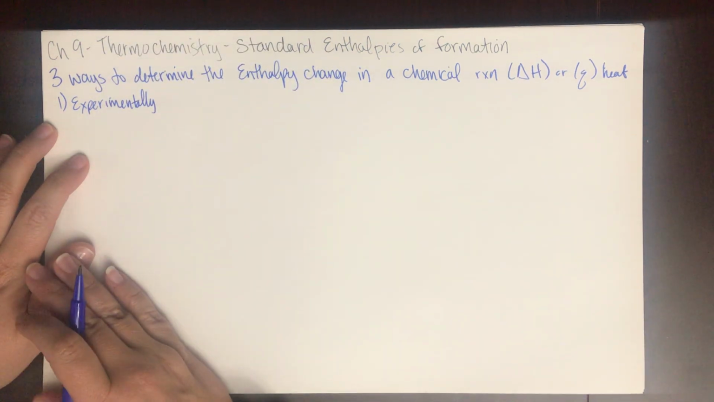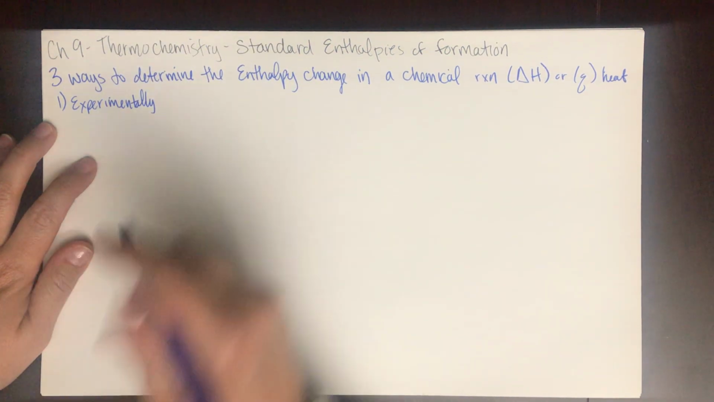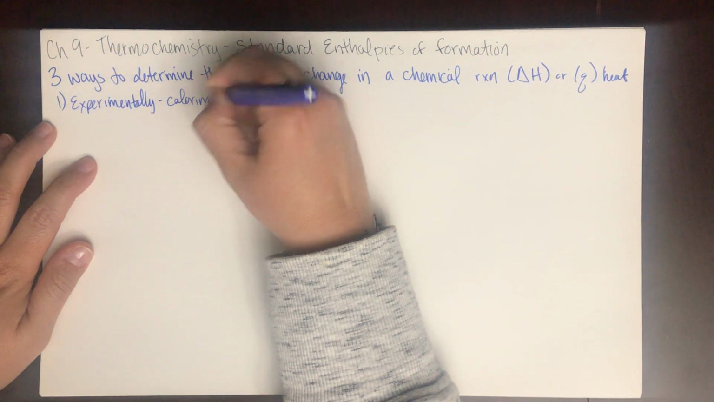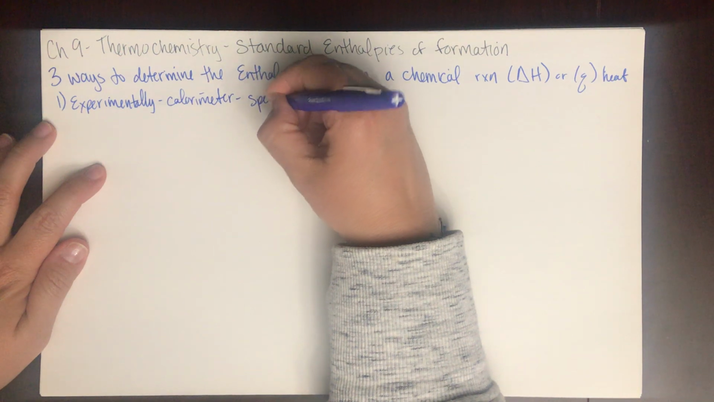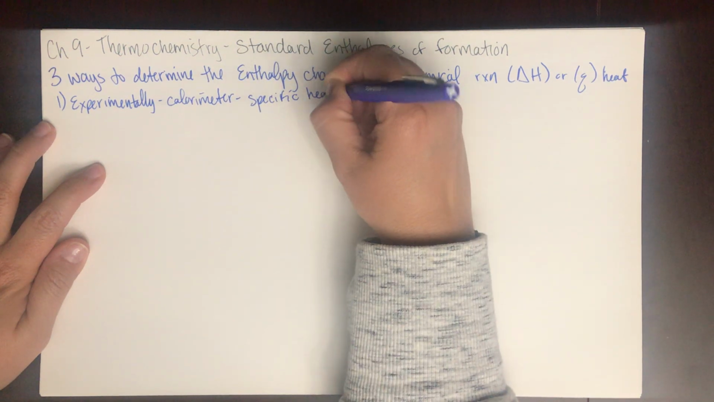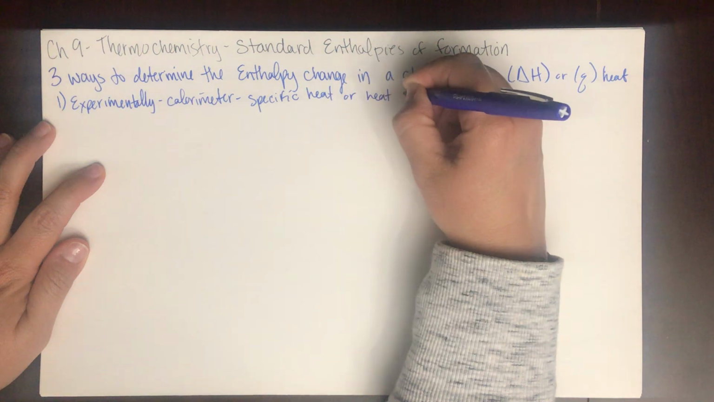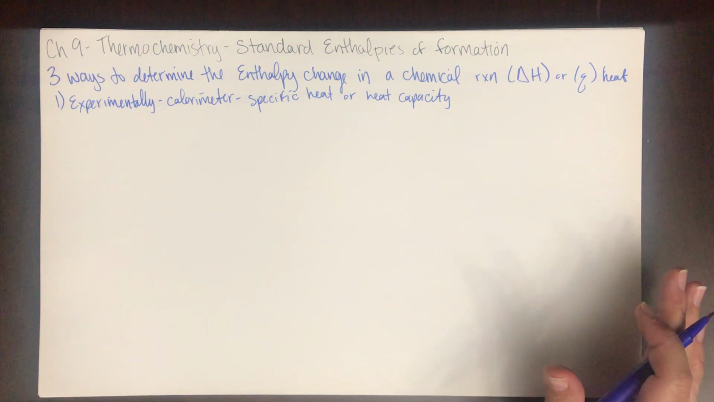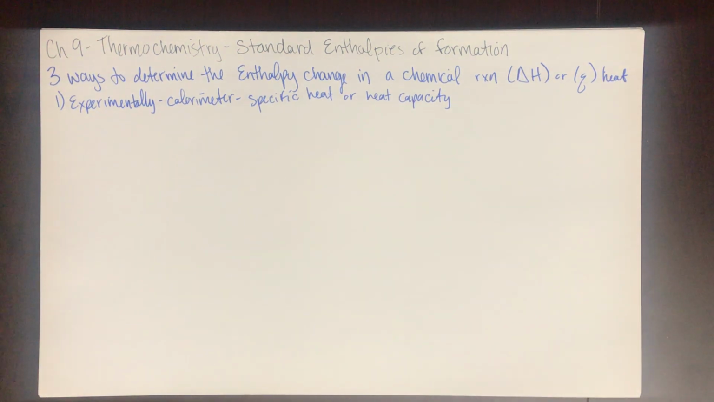like in the lab. And you guys will do a lab on this in a few weeks where you are using a calorimeter, and you'd be using something like the specific heat or the heat capacity, or maybe even both in a chemical reaction to see how much heat was evolved or absorbed when this experiment happened. So that's one way that we use to determine the enthalpy change of a chemical reaction.